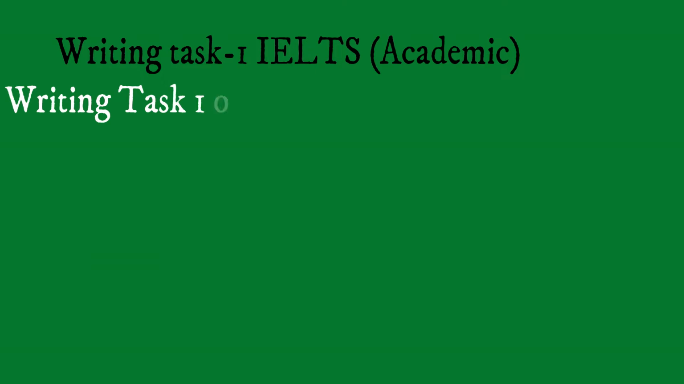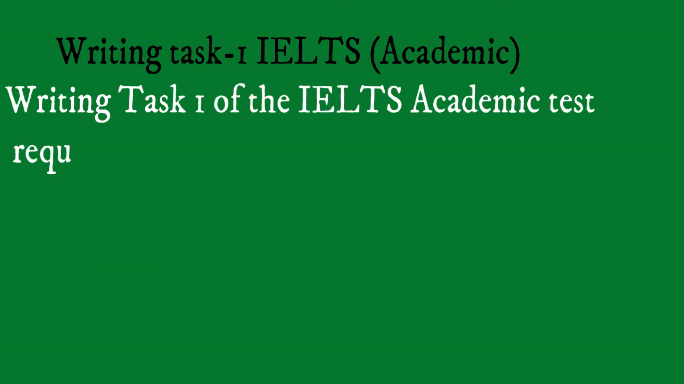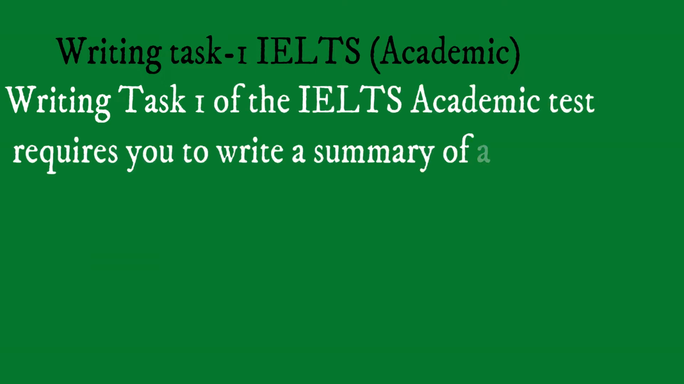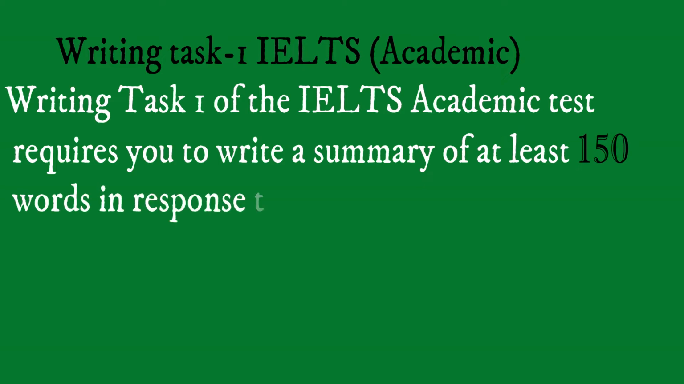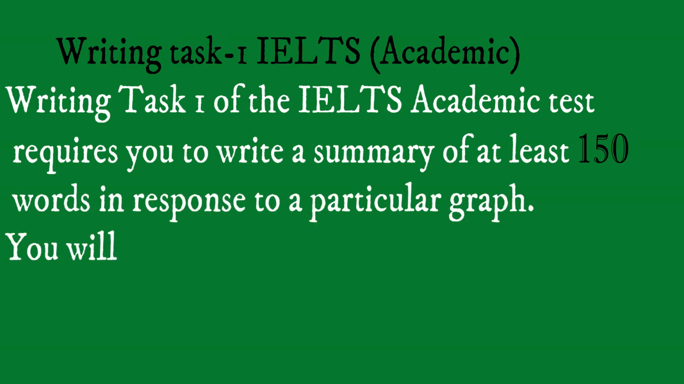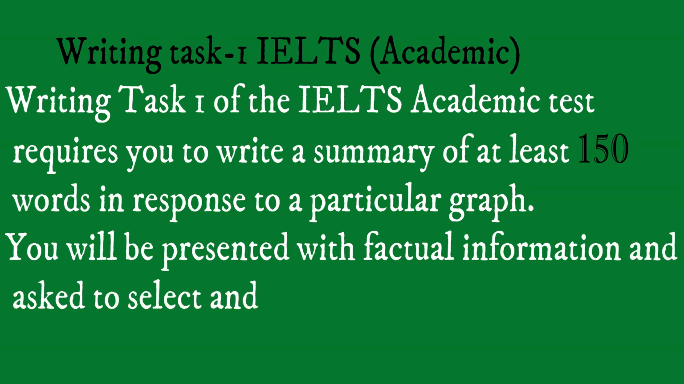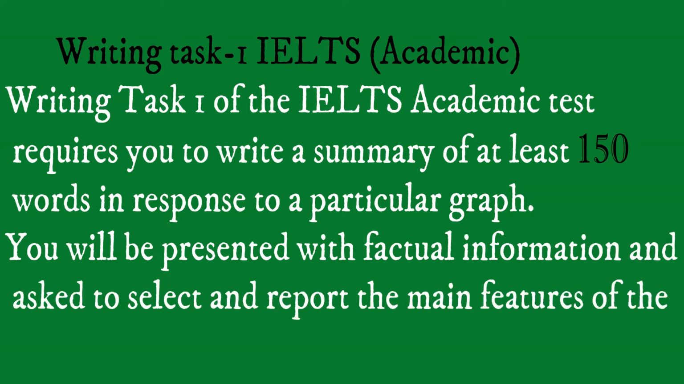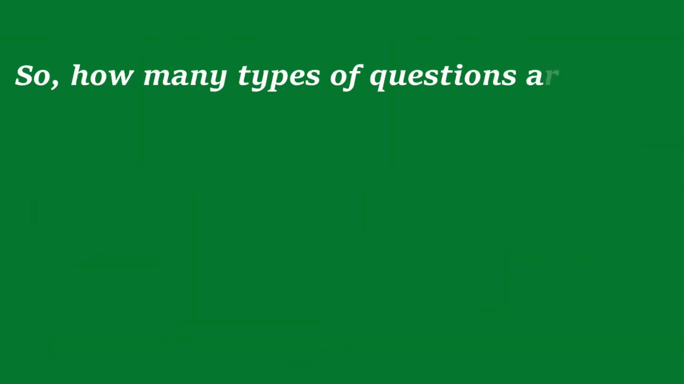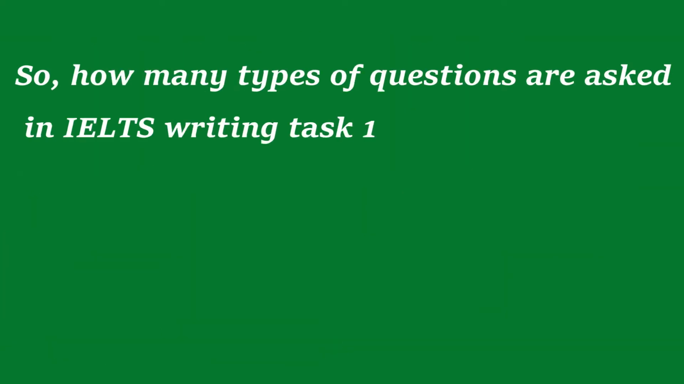Writing Task 1 Academic Test. The Writing Task 1 of the IELTS Academic Test requires you to write a summary of at least 150 words in response to a particular graph. You will be presented with factual information and asked to select and report the main features of the data in under 20 minutes. So, how many types of questions are asked in IELTS Writing Task 1?